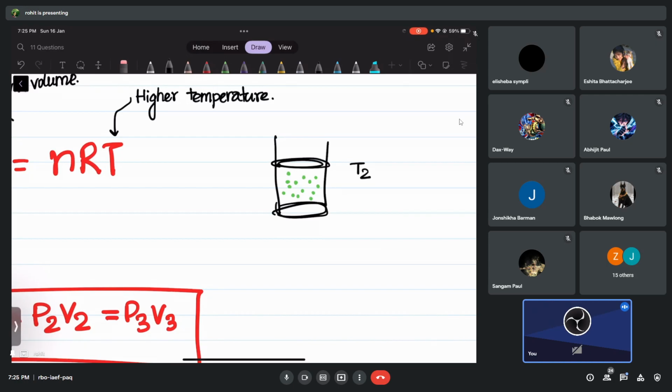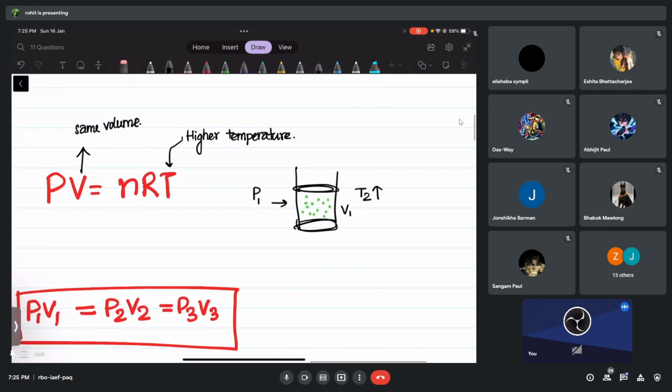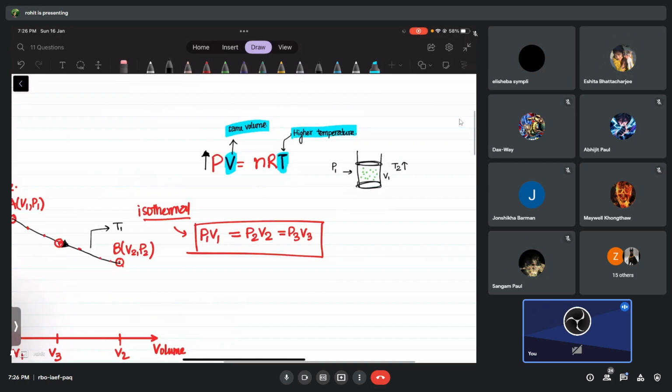Can you understand what I'm trying to say, guys? I start with the same volume but greater temperature. What will you tell me about the pressure of this gas? Will it be the same or larger? The pressure will be more. If I start with a higher temperature, but with the same volume as the previous case, then that is only possible if the pressure is high, more, increasing. The pressure should be high.